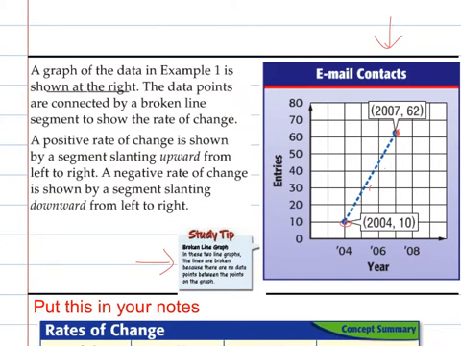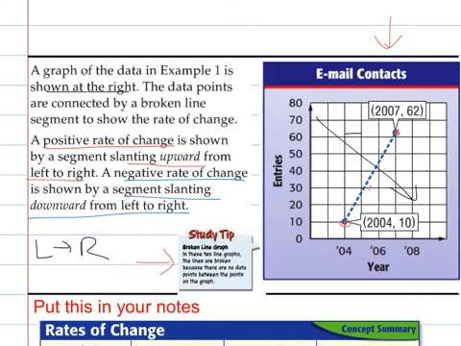So, a positive rate of change is shown by a segment slanting upward, left to right, and a negative rate of change would be shown by a line segment slanting downward, left to right. So we always read left to right. So if something's going down left to right, that's negative. Whereas if something's going up left to right, that's positive.